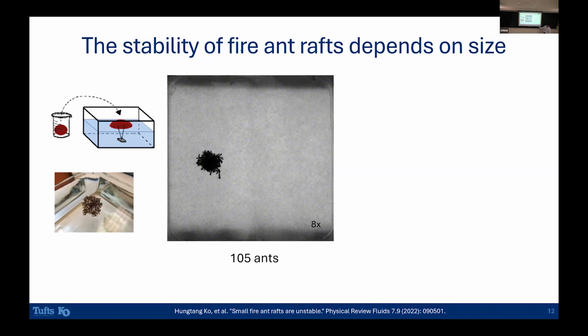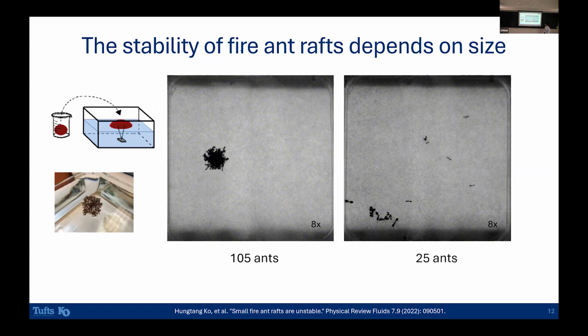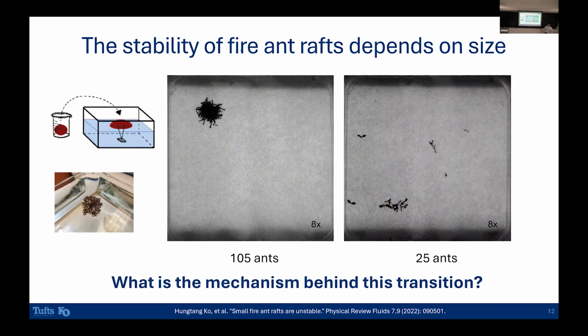But as you decrease the number of ants gradually, you start to get into the regime where you follow the same protocol. The ant ball actually starts in a very dense aggregate, but once it touches the water, it actually explodes. So this is the first observation, that the fire ant rafts are actually not stable all the time. It depends on the size and the number of ants. This is not the most unstable case, but you see that it fractures into multiple smaller rafts. So you're wondering what is the mechanism of disassembly, and what is the mechanism behind this transition from stable to unstable.